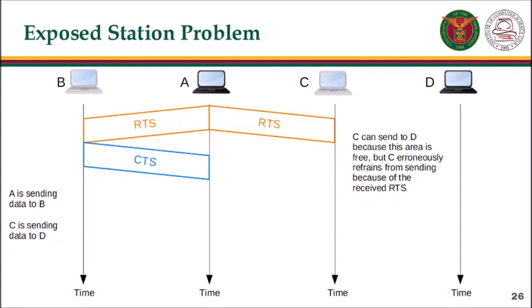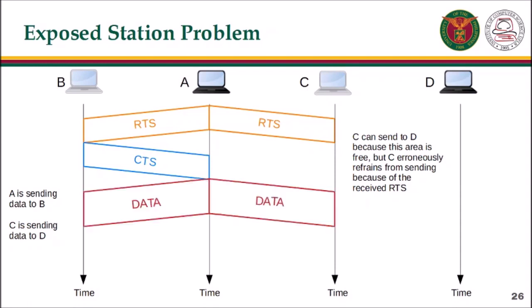The handshaking messages RTS and CTS cannot help in this case. Station C hears the RTS from A and refrains from sending even though the communication between C and D cannot cause a collision in the zone between A and C. Station C cannot know that Station A's transmission does not affect the zone between C and D.